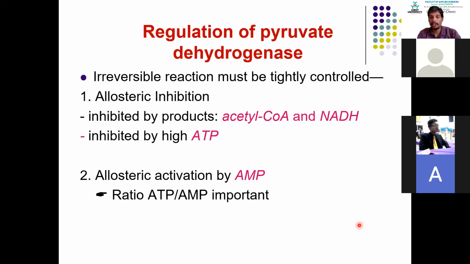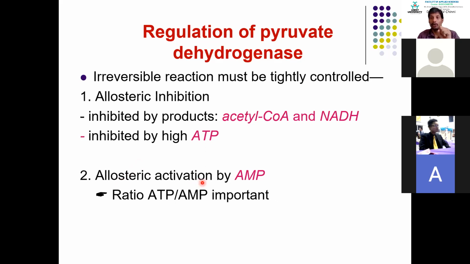And this reaction also needs to be tightly regulated. This reaction, pyruvate to acetyl coenzyme A, is also in a single direction. It is an irreversible reaction, but tightly controlled. It's controlled by allosteric inhibition or allosteric activation. Just now we have seen what is meant by allosteric, right?